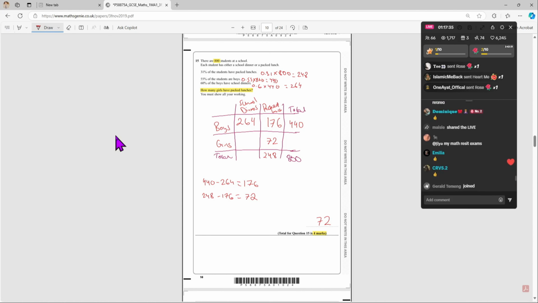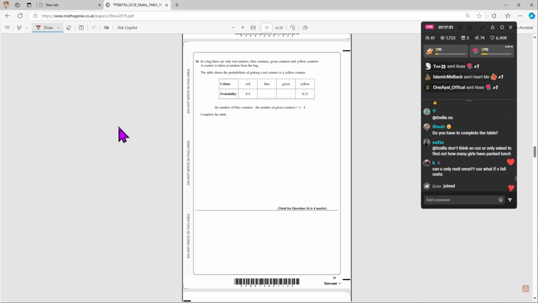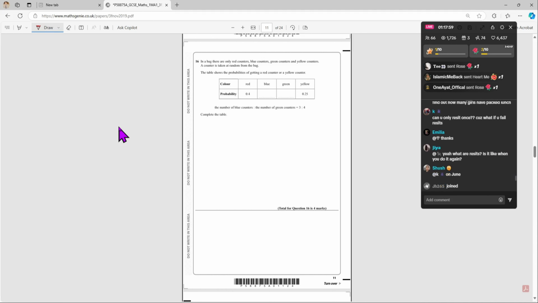So, moving on to question number 16. In a bag, there are only red counters, blue counters, green counters, and yellow counters. A counter is taken at random from the bag. The table shows the probabilities of getting a red counter or a yellow counter. The ratio of the number of blue counters to the number of green counters is 3 to 4. Complete the table.